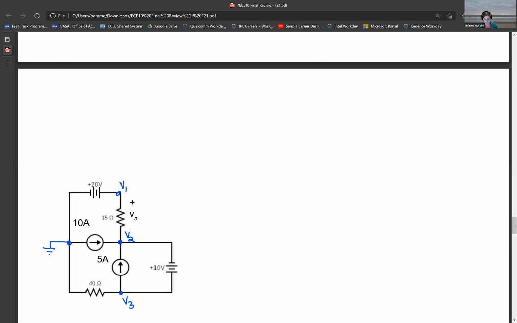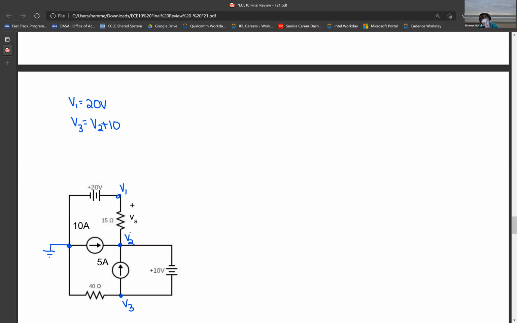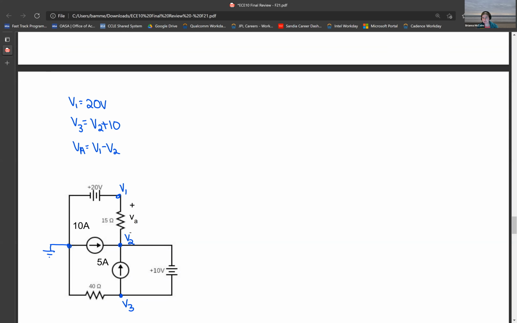So based on the DC sources of voltage sources in the circuit, we can identify some relationships between the nodes. So from the ground reference node to V1, we see that there is a 20 volt source. And so this means that V1 is 20 volts above ground. We can see similarly for V3 that from V2 to V3, there is a 10-volt source. And so that means that V3 is 10 volts above V2. And then we can see that the voltage that we're looking for, VA, is going to be V1 minus V2, because we're looking at the positive end of VA minus the negative end of VA, based on the given sign convention.